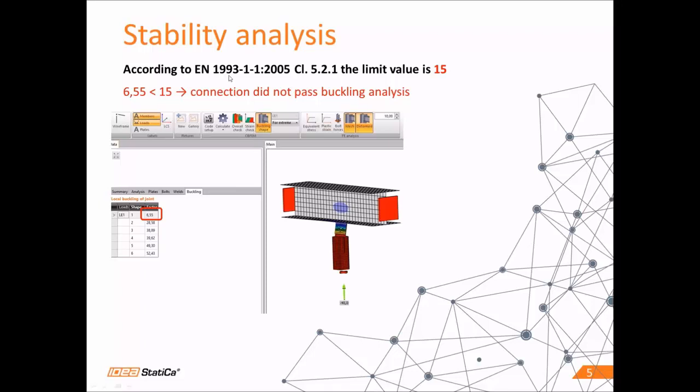According to the code 1993 clause 5.2.1, the limit value for the factor is 15. So in our example, we can see that the factor is lower, and it means that our connection didn't pass the buckling analysis. So that's the reason why we recommend to check the buckling results every time. So please do it. And now I can continue with the last example.